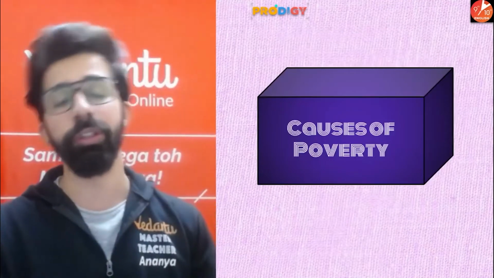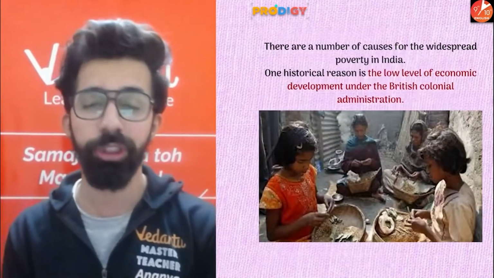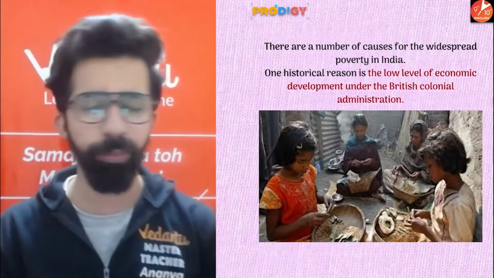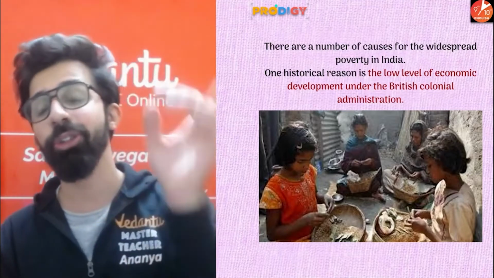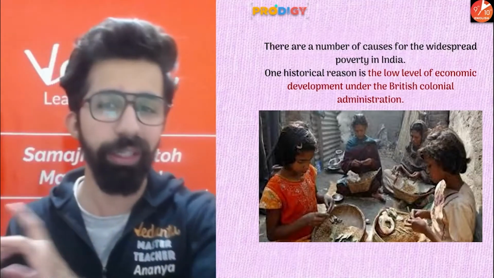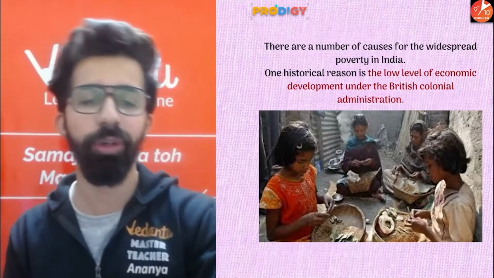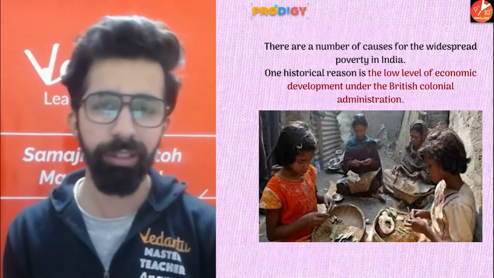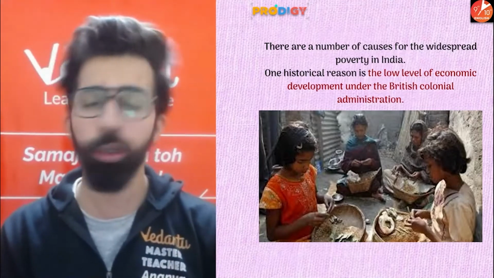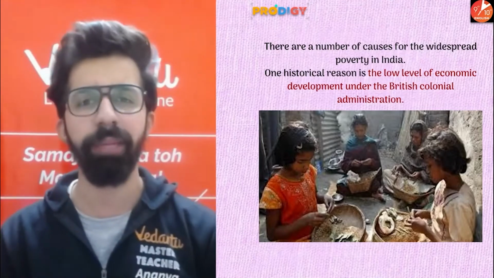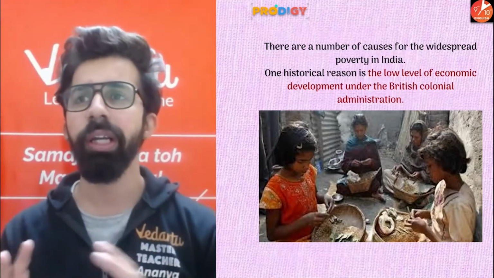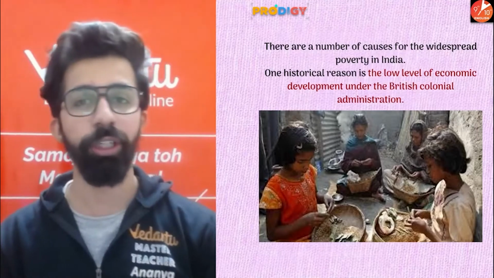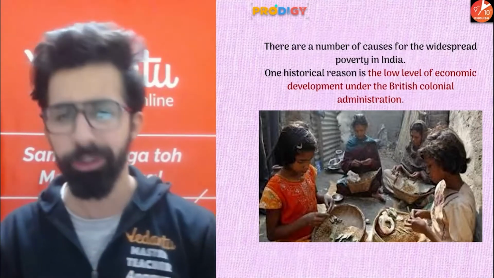Now, what are the causes of poverty? A very important 3-mark question, and it can come for 5 marks also. There are a number of causes for the widespread poverty in India. One historical reason is the low level of economic development under the British colonial administration. The Britishers ruled India for almost 2 centuries. At that time they never concentrated on increasing the wealth of India or on its economic development. That was the biggest reason.